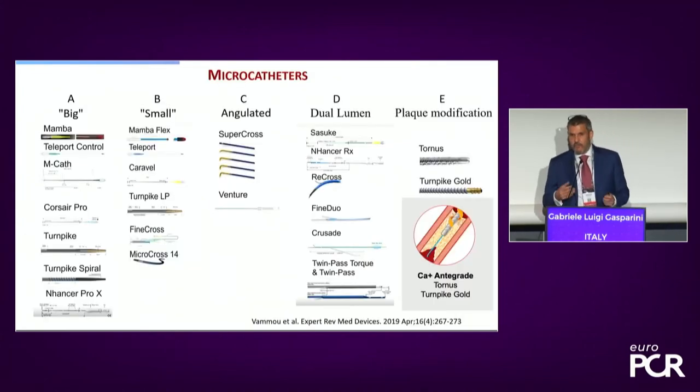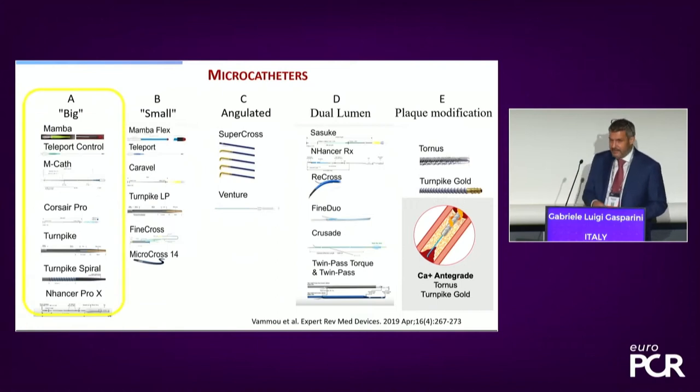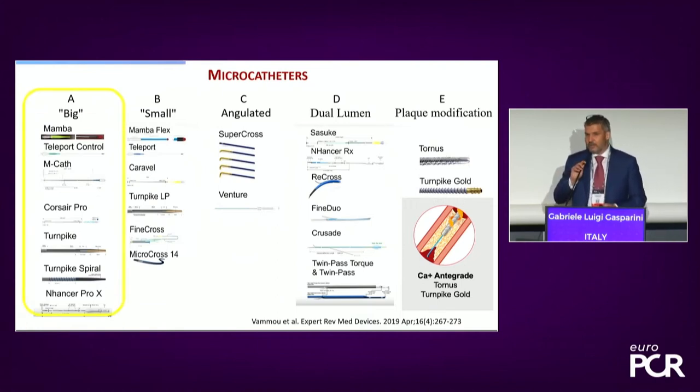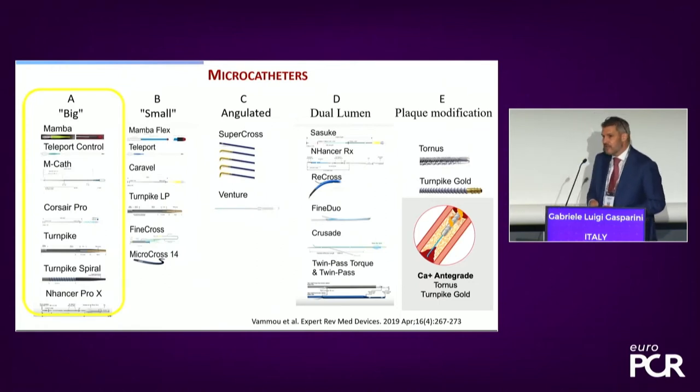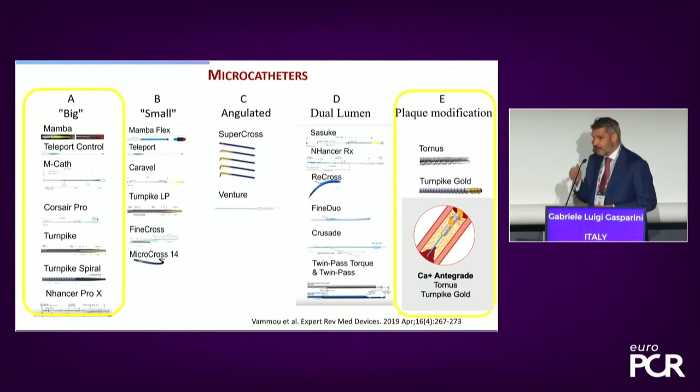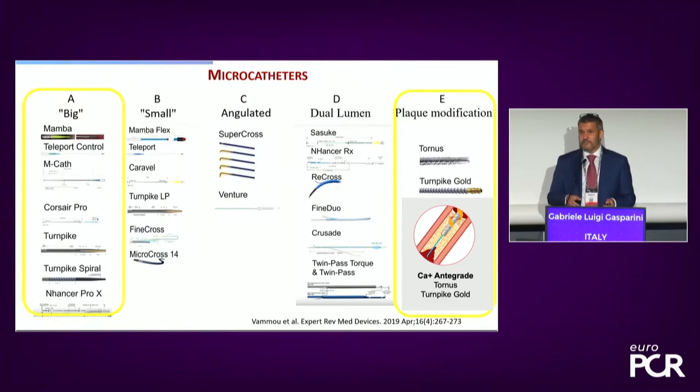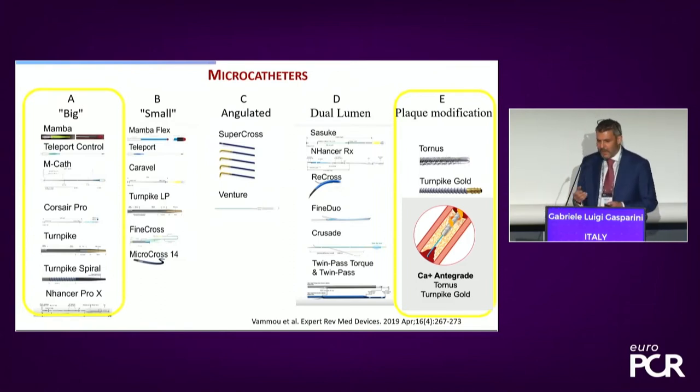And in the wide range of microcatheters, in dealing with calcified CTO, it's better to start with the big family of microcatheters, I mean the coil-based ones. The coil-based has an internal and external coil that allow to apply rotational movement to the microcatheter to increase the penetration power and the pushability. But sometimes these microcatheters are not enough, so in dealing with antegrade calcification, it could be useful also to have plaque modification microcatheters such as Tornus or Turnpike Gold to achieve an antegrade crossing.